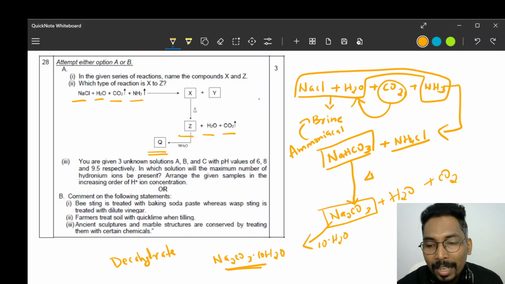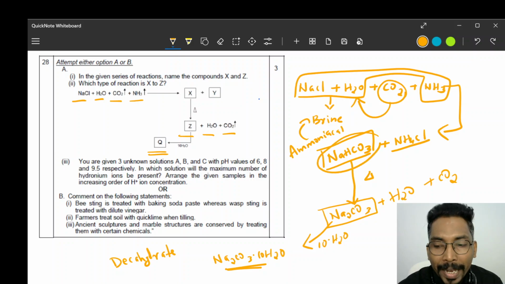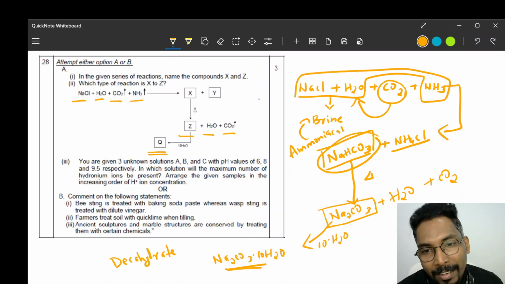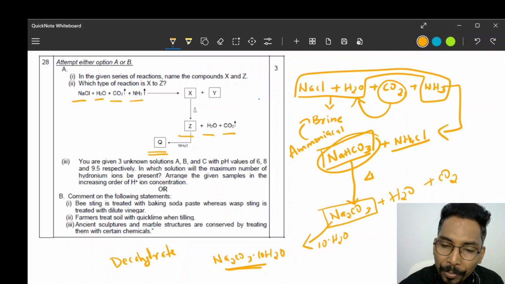So I am repeating again: X is sodium hydrogen carbonate or sodium bicarbonate or baking soda. Y is ammonium chloride. Z is Na2CO3, sodium carbonate, and Q is washing soda or sodium carbonate decahydrate.